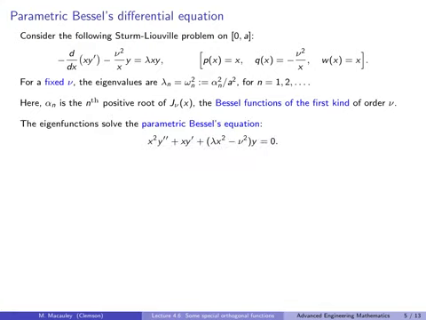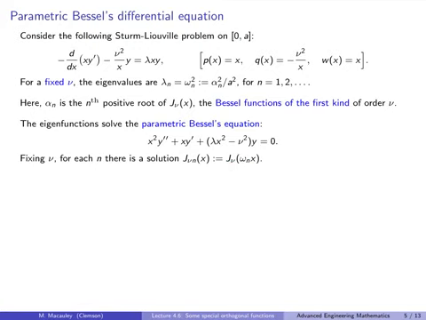The eigenfunctions corresponding to these eigenvalues solve the parametric Bessel's equation, which if you multiply this thing out is just the thing that I showed you a couple slides ago. If you fix nu, then for each n, there is a solution which I'm going to denote as J sub nu n of x, which by definition is J nu of omega n x.